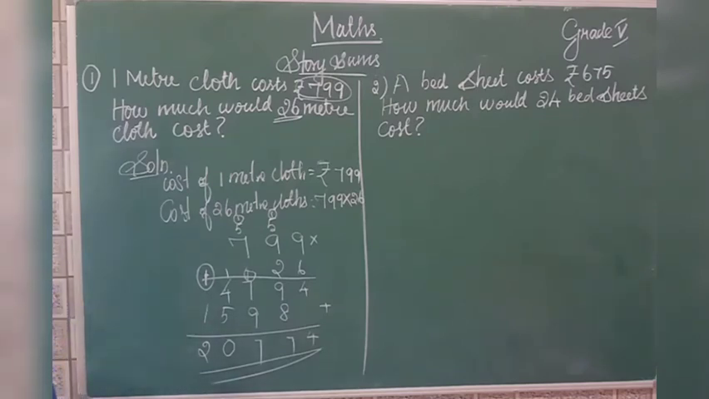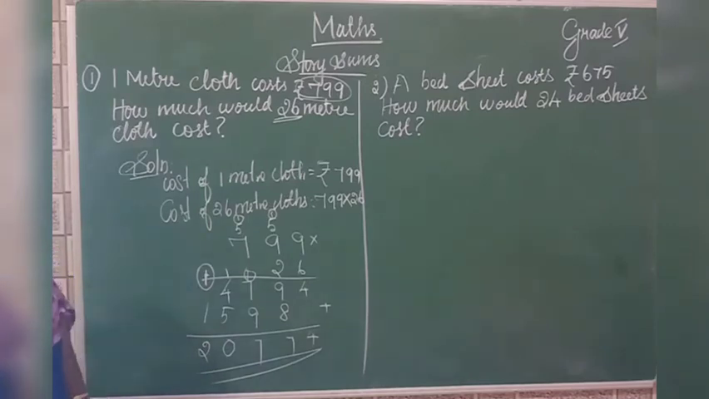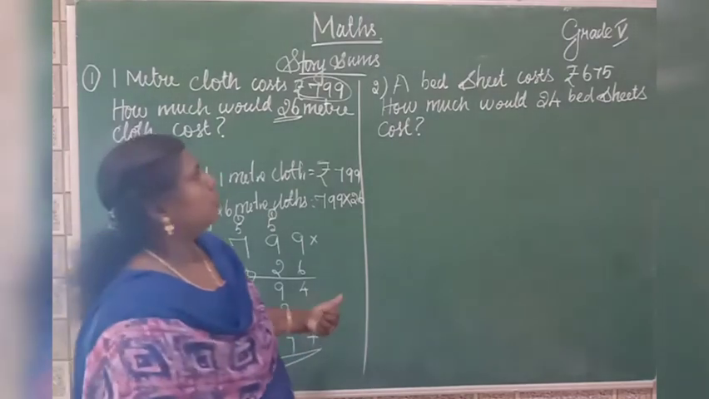So what is the answer now? 20,774, isn't it? Yes. So now the 26 meter cloth cost is how much? Rupees 20,774, right? Do you understand now? Yes. Now the second example, example 2.